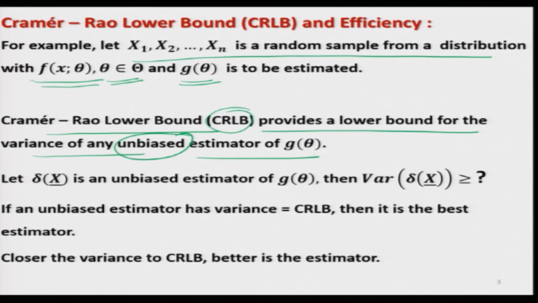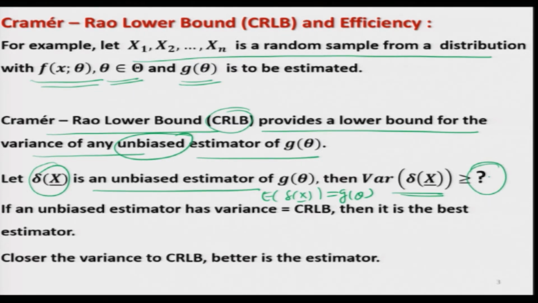You have seen that in the earlier lectures we considered three or four possible estimators of the parameter mu from a normal distribution, normal mu with sigma square equal to 1, and we also found their variances. So the simple question here is, suppose delta(x) is an unbiased estimator of g(theta). That means the expected value of delta(x) is equal to g(theta). Now my question is, the variance of delta(x) will be greater than or equal to what? That I don't know, and that is the answer given by this Cramer-Rao lower bound.